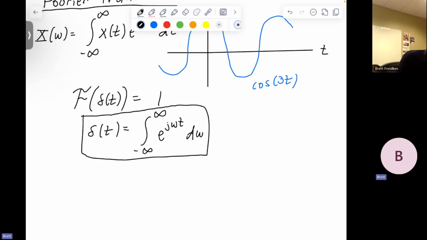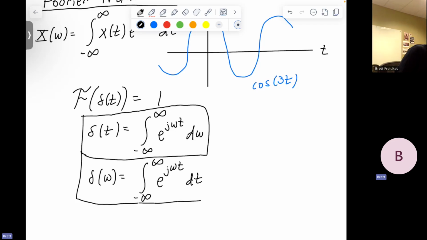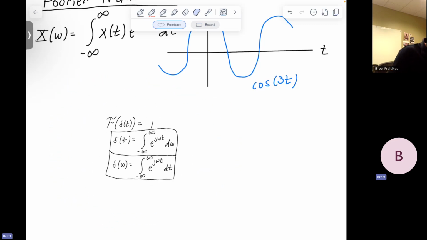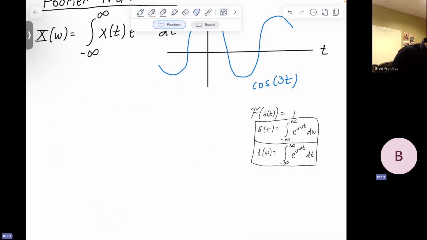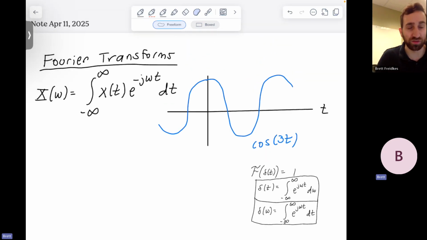The way that we finished that video was to also say that I can just do a change of variables and integrate with respect to time, and I will get the Dirac-Delta function in the frequency domain. The reason I'm mentioning these, and I'm going to make them a little bit smaller so we can have them as a reference, is that in this video, the goal is to look at the Fourier transform of a cosine wave.